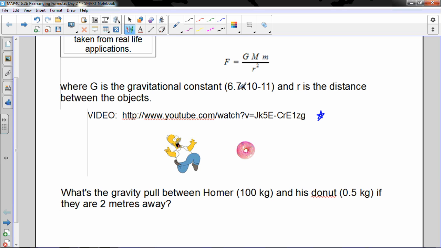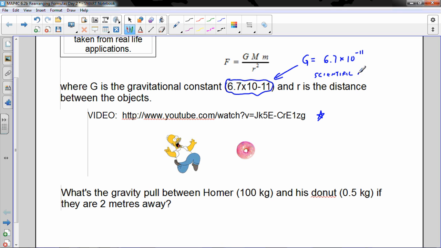G is the gravitational constant, and this doesn't look very good on my screen here. I don't know if there was a typo on yours too, but this G is the gravitational constant, and it's 6.7 times 10 to the exponent negative 11. This is in scientific notation.